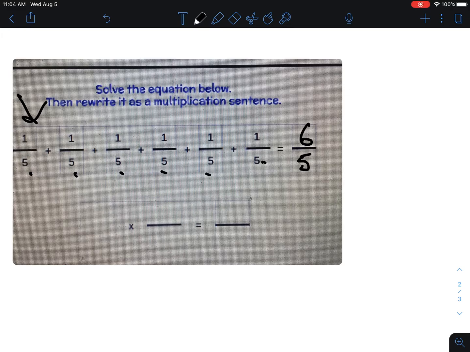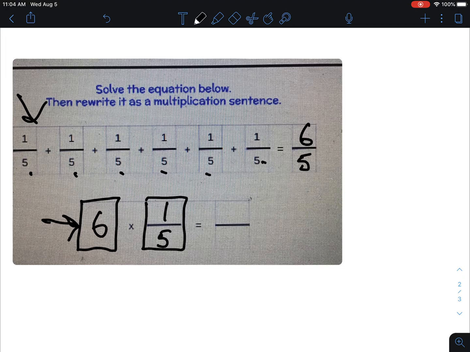So how do I write that as a multiplication sentence again? Remember, this is showing you it's going to be a whole number. That's going to be a fraction. So what is the fraction you're adding? It's 1/5. And what whole number would go there? Yep, 6. Because I have 6 1/5, or 1/5 6 times. And then you already know your answer. So there you go. All right.